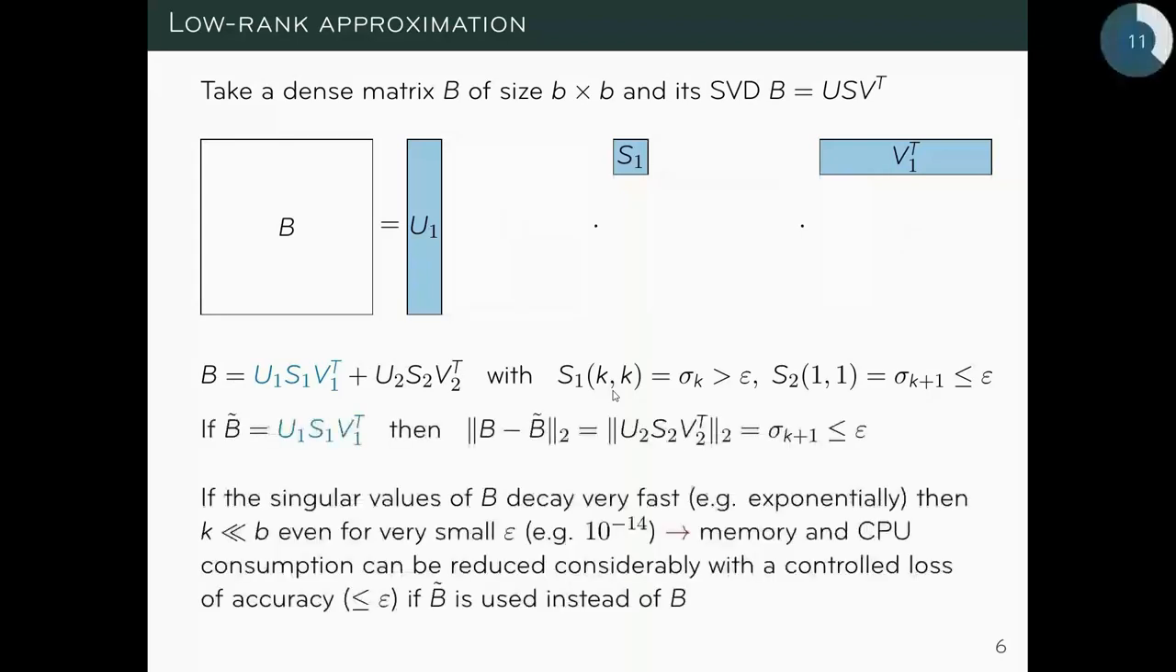If we drop the second term, what we obtain is a matrix B tilde, which is an approximation of B of accuracy epsilon. The advantage of doing this is that B tilde is much more compact than B, as you can also see in this figure here. This means that we are going to use much less memory to store B tilde instead of B. And if we use B tilde instead of B in all our computations, we are also going to reduce the complexity of these computations. There are many applications where the singular values of B decay very fast, for example, exponentially. And this means that we can obtain very accurate approximations, which are at the same time very compact.